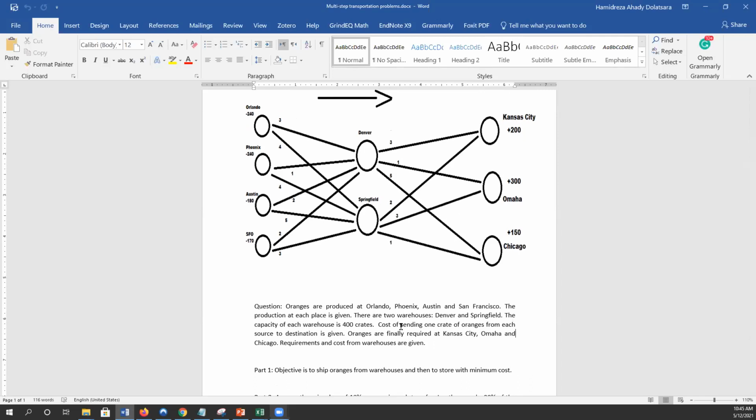I like your guess. So look at Orlando, Phoenix, Austin, and San Francisco. We cannot send more oranges than what they can produce. So for example, if Orlando produces 240 crates of orange, we cannot send 300 from that point. So we have two types of constraints here. One is warehouse capacity, another one is supply capacity. So we cannot send more than supply. And also for demand, we want to at least provide goods that cover their demand. Maybe if we send a little more than that, that should be okay.